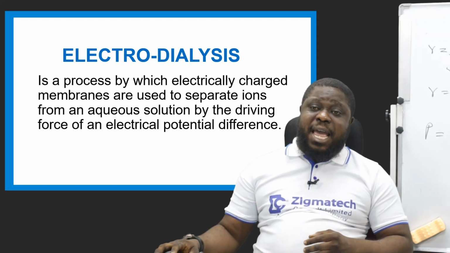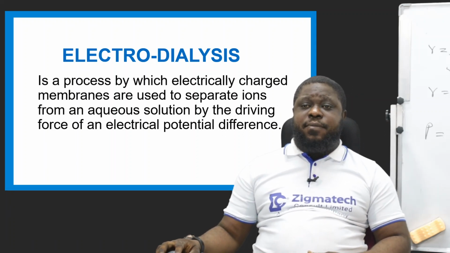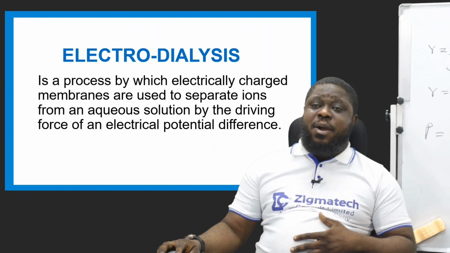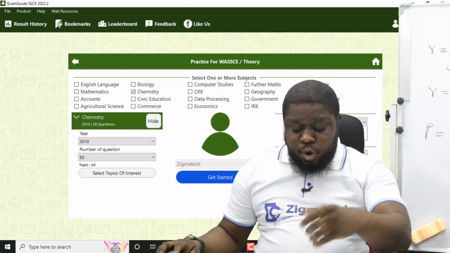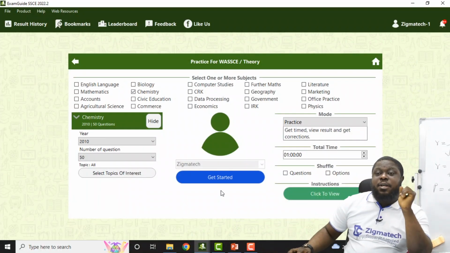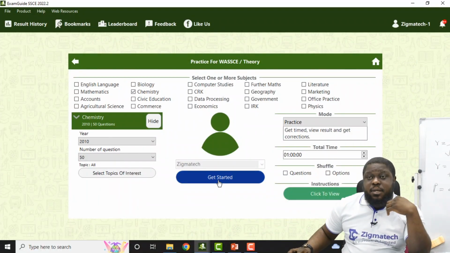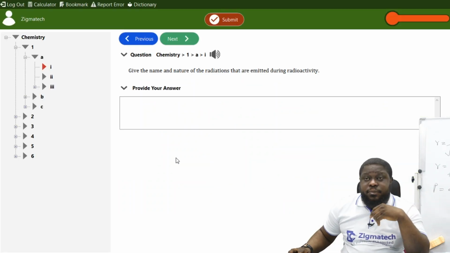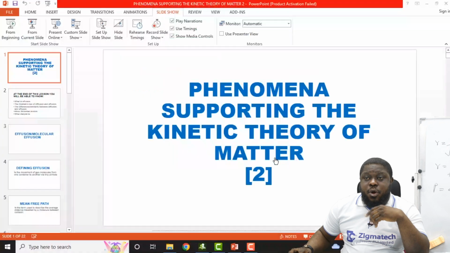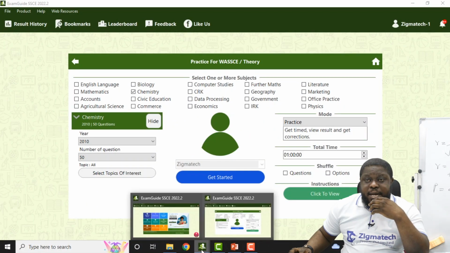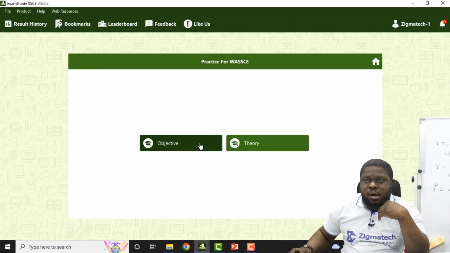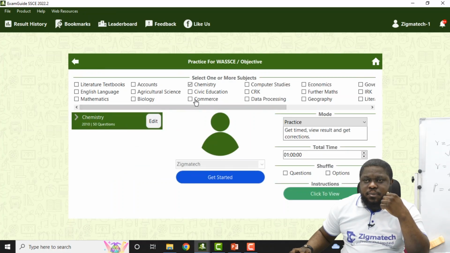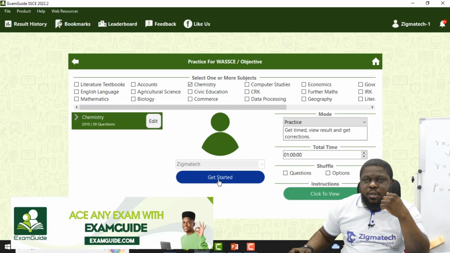Thank you very much. We've gone to the end of this section. But before we leave, we use our exam guide in quantifying what we have learned, as we usually do, to know our current state. Now, this is 2010, number 25. Let's go to the 2010 objectives.